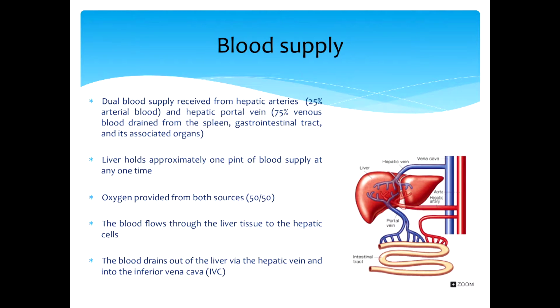So with regards to the blood supply in the liver, well, you get dual blood supply, so around 25% of the liver's blood comes from the hepatic arteries, and around 75% is drained from the GI tract, the spleen, and associated organs. And the liver is holding about 1 pint of blood at any one time. You'll get oxygen provided from both sources because the blood coming in from the portal vein is actually partially deoxygenated. And it flows through the liver to the hepatic cells, and then blood drains out of the liver via the hepatic veins and into the inferior vena cava.